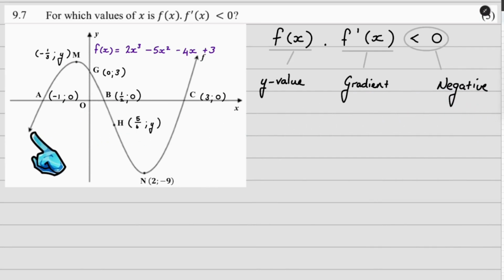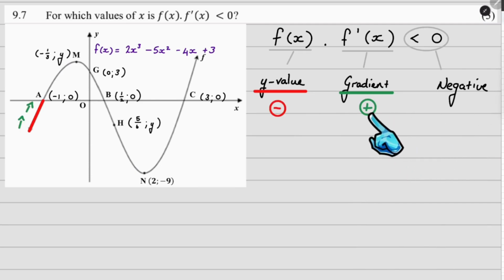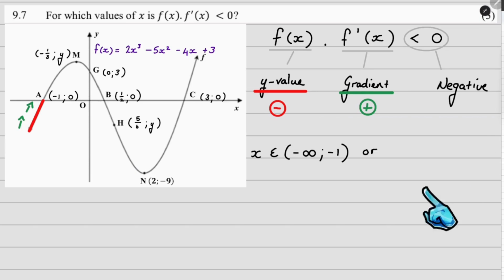So you start all the way on the left of the graph to analyze this. Over there, I've got a negative y value. And then we can see the graph is going uphill over here, so it's got a positive gradient. And a positive times a negative will give me a negative. So it's working in this small region over here. That starts at negative infinity and ends at minus 1. So I write that down, forget about it, and then start analyzing afterwards.